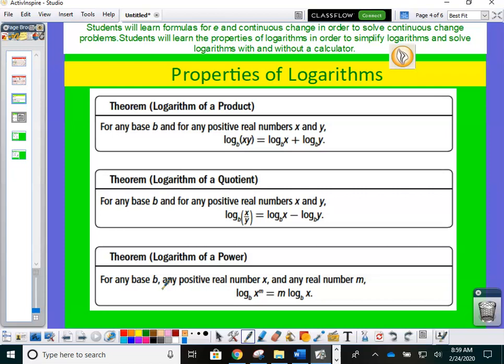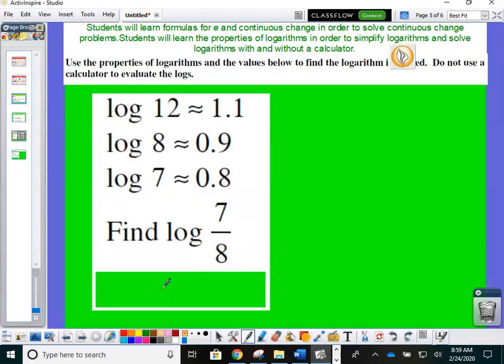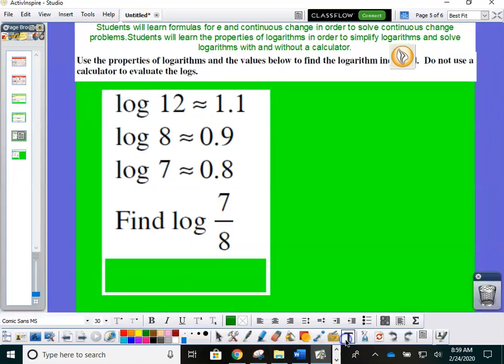And what that allows us to do is to rewrite some of these and maybe know how to do them without using our calculator. So for instance, if I told you that the log of 12 was 1.1, the log of 9 was 1, the log of 8 was 0.9, the log of 7 was 0.8, and asked you to find the log of 7/8, using the properties, you could say, okay, well, let me think about that.